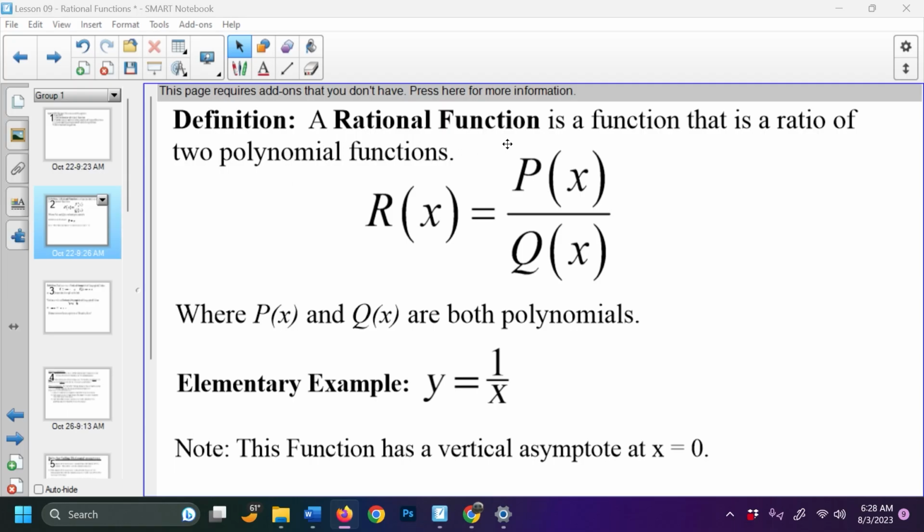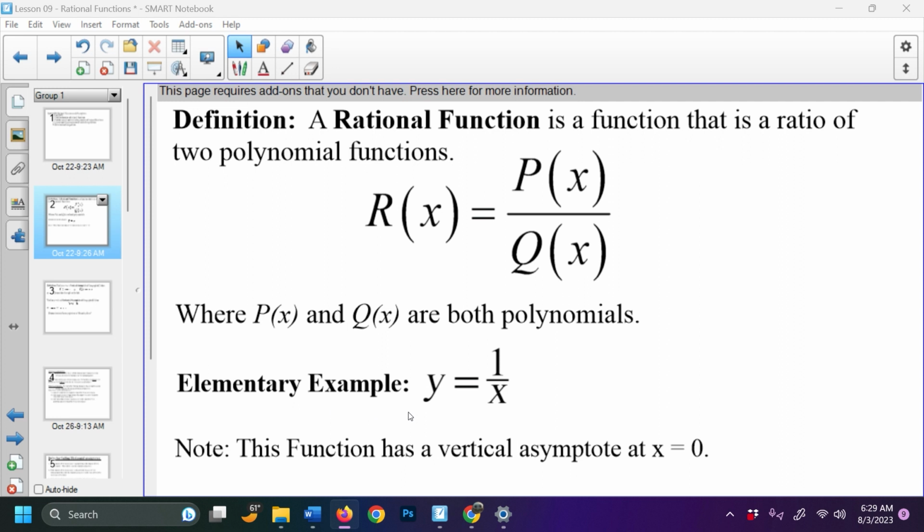A rational function is a function that is a ratio of two polynomial functions. So a rational function is something new. Up until now, we've been talking about polynomial functions. Linear functions, quadratic functions are both examples of polynomial functions. A rational function is just a ratio or a fraction made from two polynomial functions.